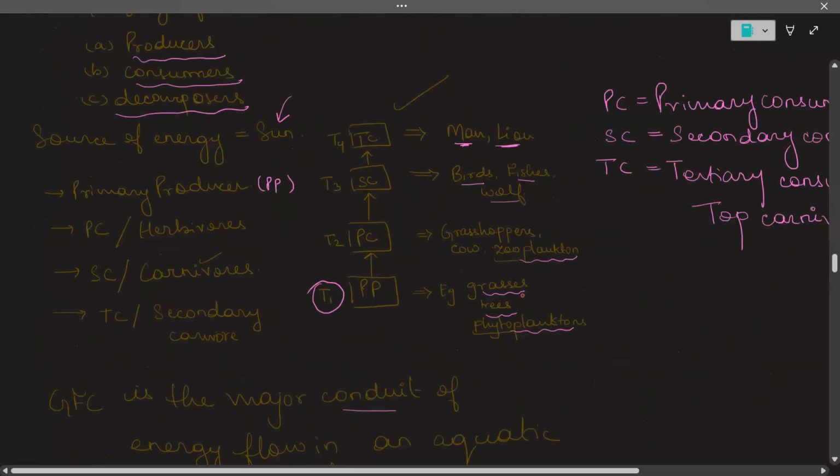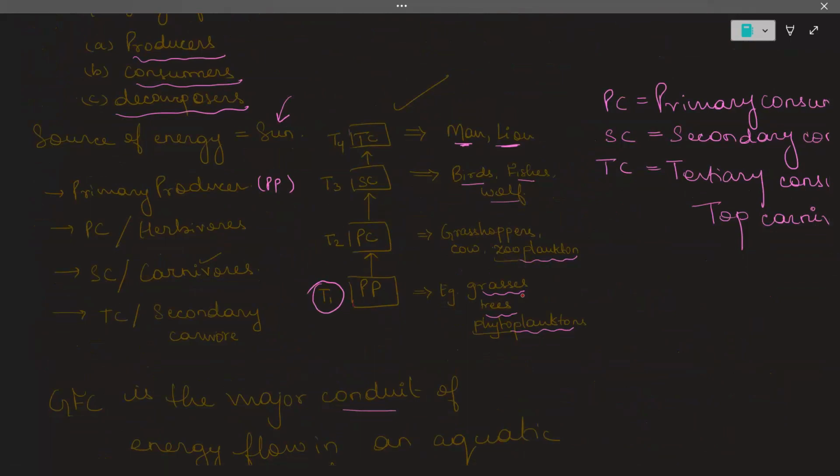The producers, like grasses and trees, make the food. The food is consumed by the primary consumer, like the grasshopper, cows, zooplankton. Then the secondary consumer, which is birds, fishes, or wolf. And ultimately the top consumer or tertiary consumer, man and lion. Here I've written T1, T2, T3. Each level of the food chain is called a trophic level, and energy gets transferred at every trophic level.